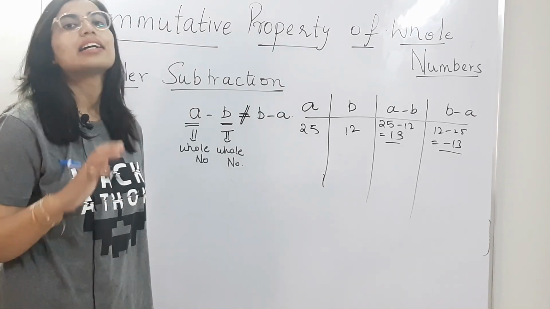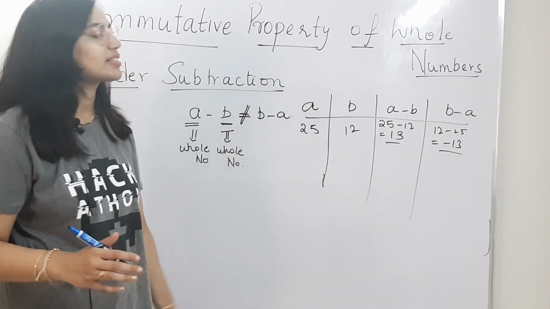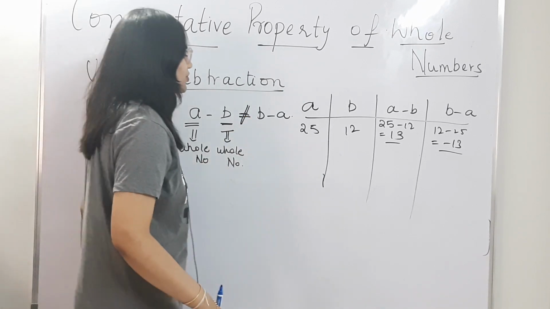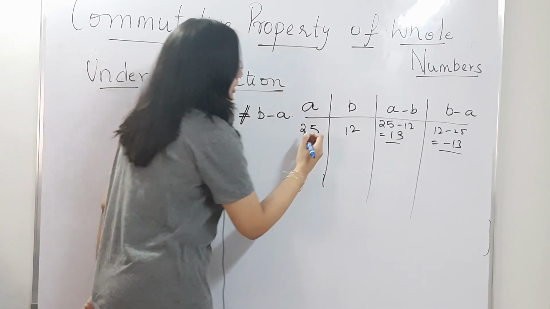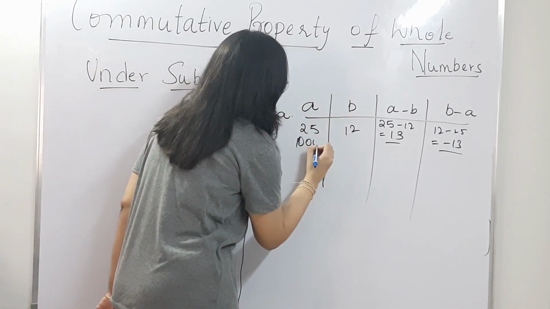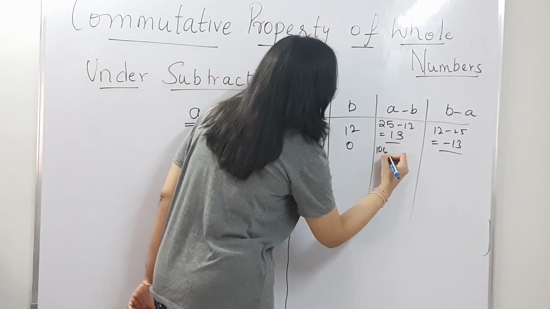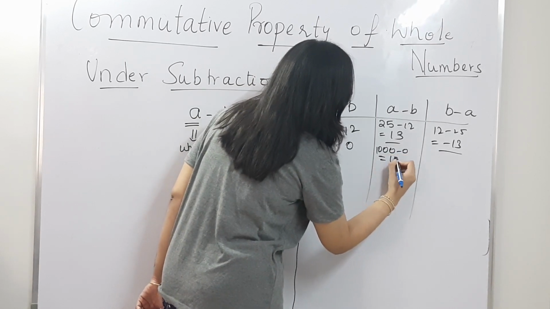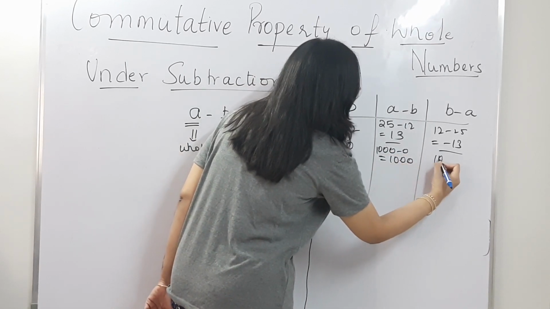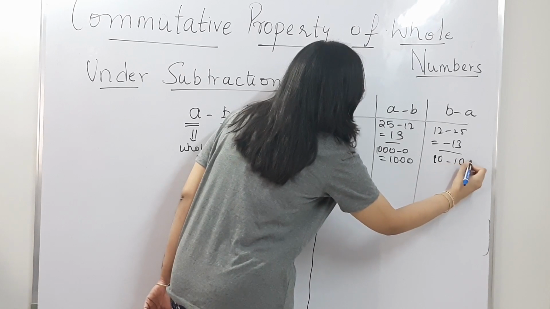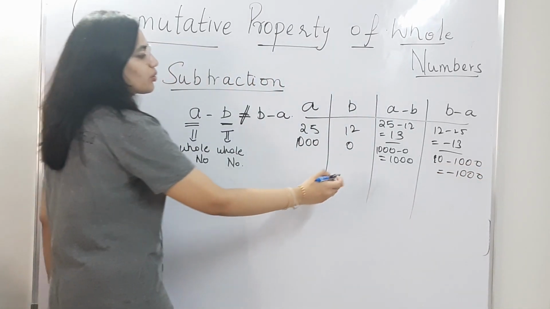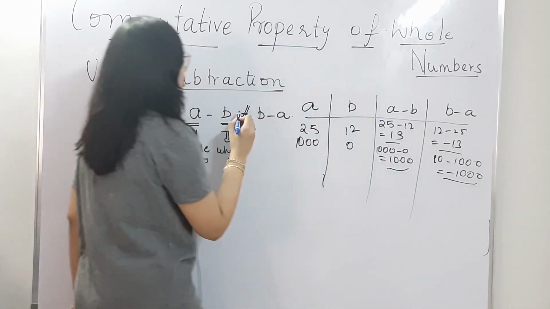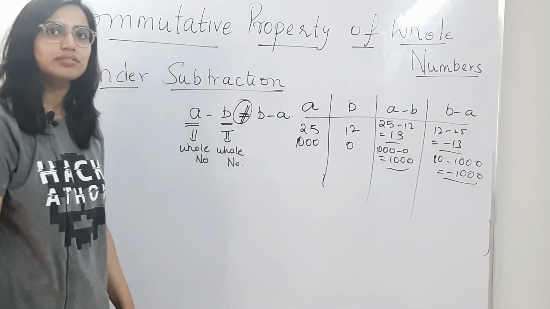So basically, commutative property is not satisfied for whole numbers when we are subtracting the numbers. Let's take one more example. 1000 and 0. What is 1000 minus 0? 1000. And what is 0 minus 1000? You get minus 1000. So 1000 and minus 1000 are not equal.